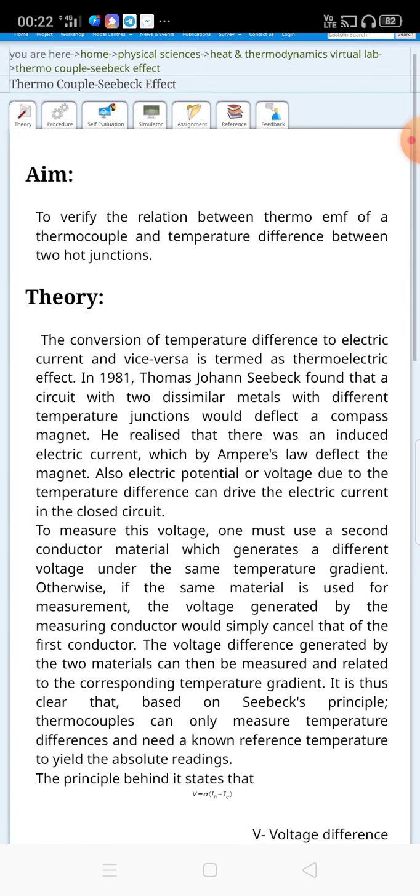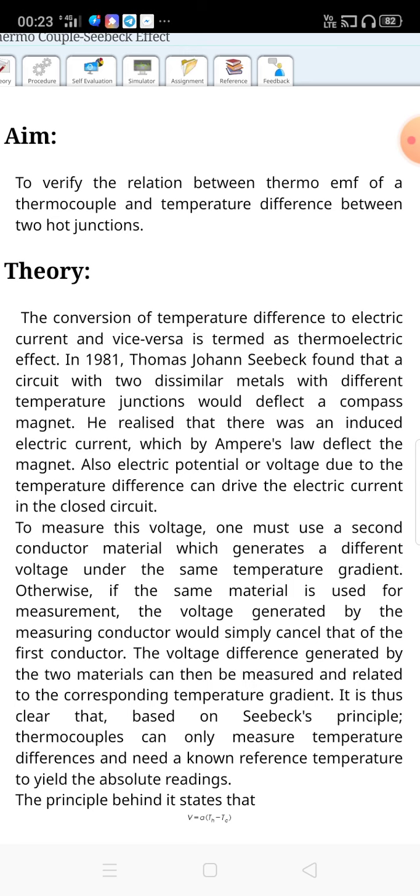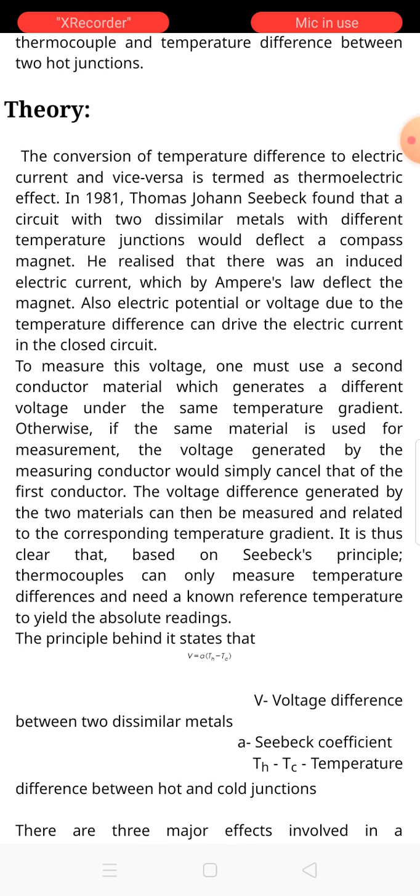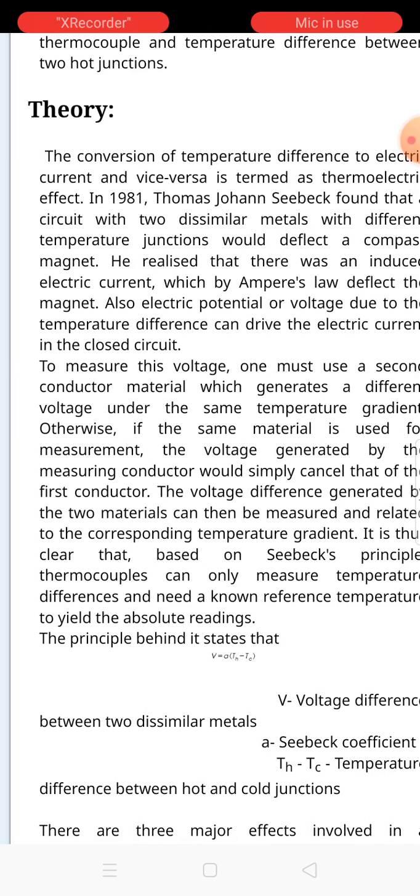What about thermocouples? The theory behind how they work: the conversion of temperature difference to electric current and vice versa is termed the thermoelectric effect. In 1821, Thomas Johann Seebeck found that a circuit with two dissimilar metals at different junction temperatures would deflect a compass magnet. He realized that there was an indirect electric current which, by Ampere's law, deflects the magnet. Also, electric potential or voltage due to the temperature difference can drive the electric current in the closed circuit.